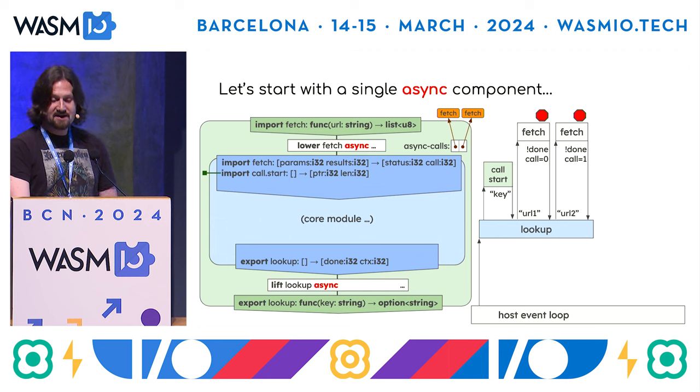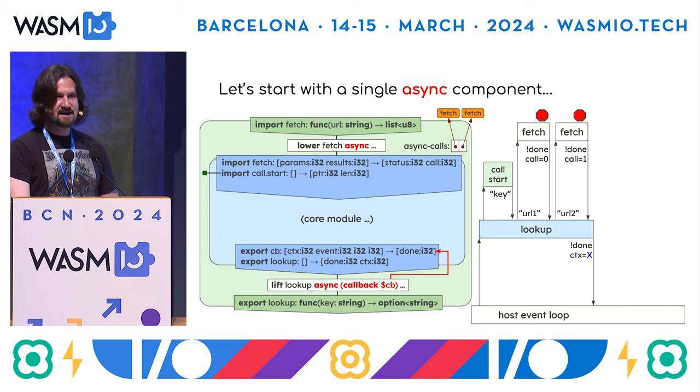And now, to actually make some progress, or wait for one of these to finish, lookup can return to the host's event loop, saying that it's not done. When it does this, it also gets to return a context parameter, which is just some arbitrary I32 that it gets to choose. And the idea is that this lifting definition also has a callback immediate, which is a second function that gets called back by the host when an event has happened, threading through this context that maintains the async call state.